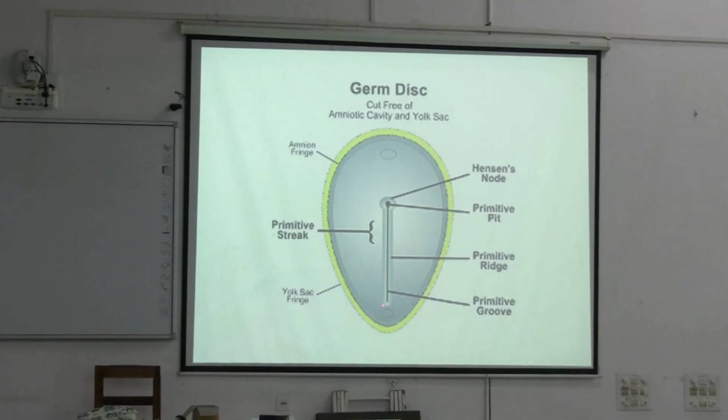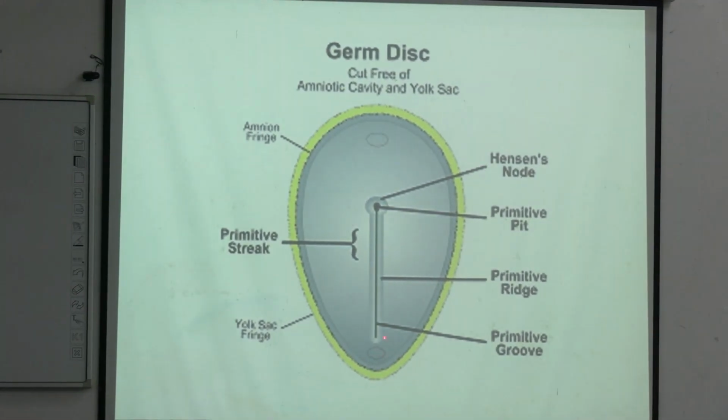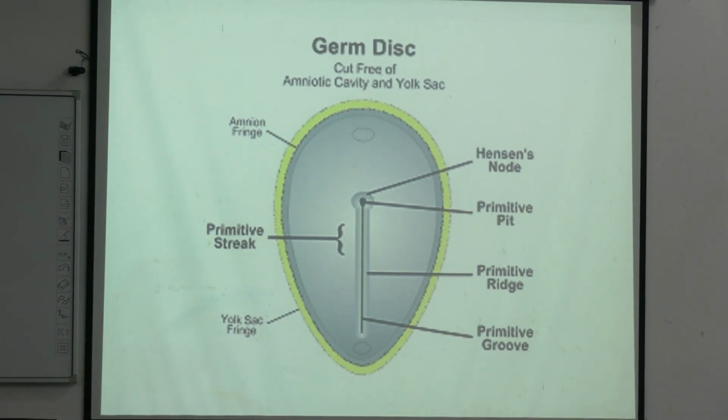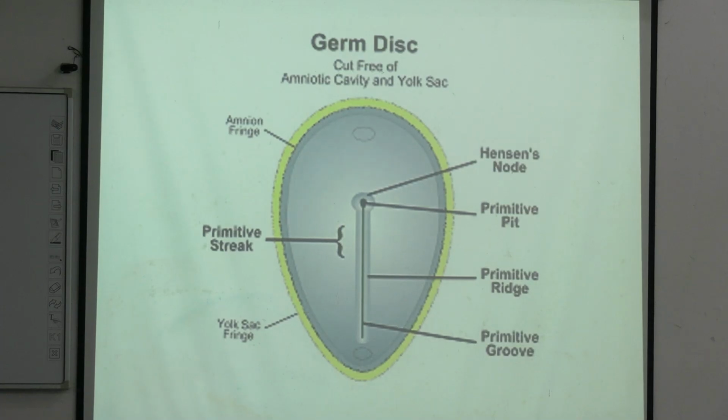Just behind the primitive streak, or caudal to the primitive streak, again there is a rounded area where epiblast and hypoblast are tightly together. We call it the cloacal membrane. Just appeared.